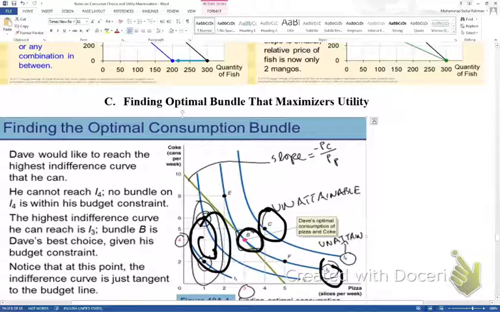Now what about E and F? E and F give us the same level of utility as B, but E and F are not attainable. They are unattainable because they are over and above the budget constraint. So out of all the options, B is the only consumption bundle that helps you attain the highest possible utility level and still makes it just affordable for you. So B is our optimal consumption bundle.